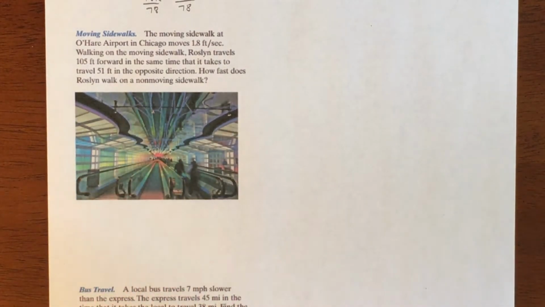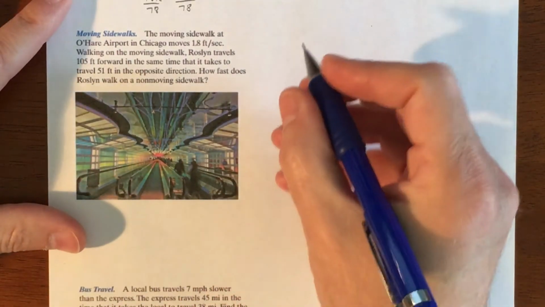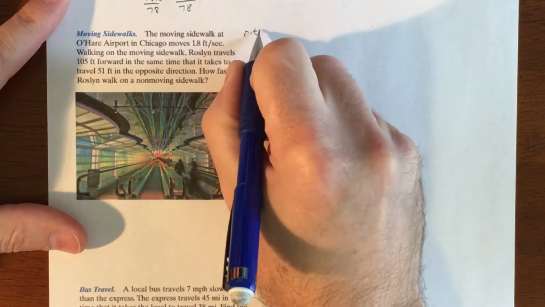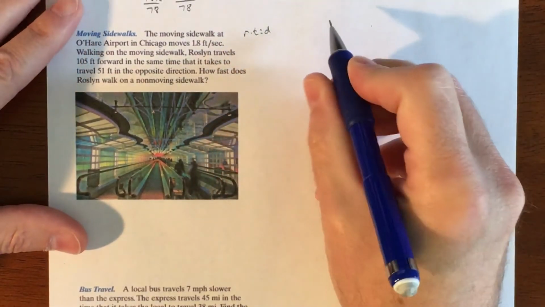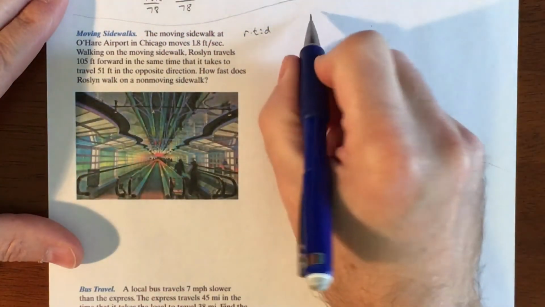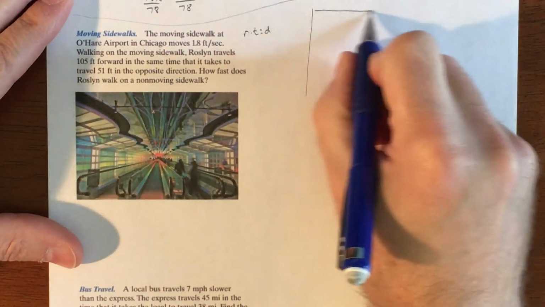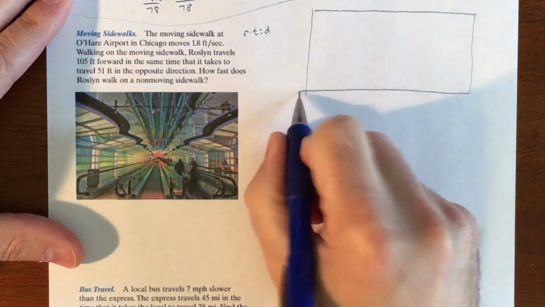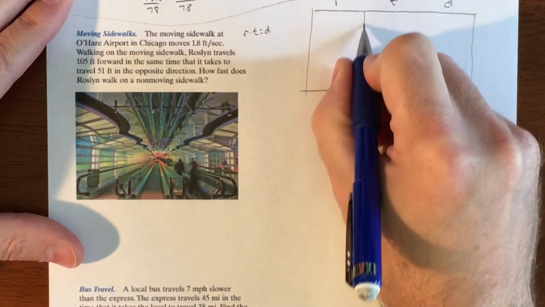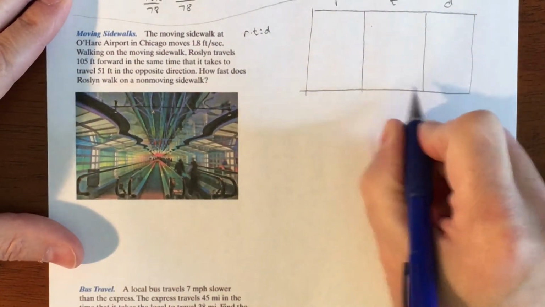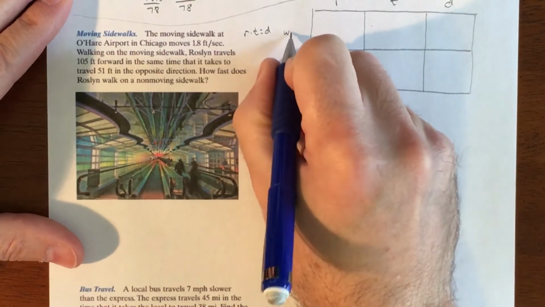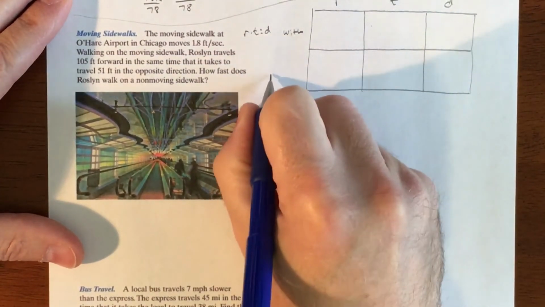All right, so I look at this as a rate times time equals distance kind of a thing. So rate times time equals distance. I like to build a chart for this, and build a box. So I got a rate, I got a time, I got a distance. With and against is what I'm looking at.